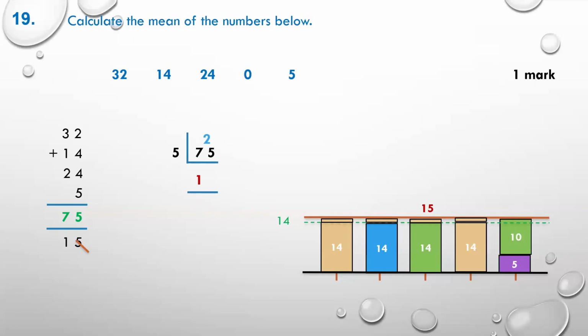So what do we have now? We have 2, 5, which is 25. So how many groups of 5 can I get there? 5. So the mean is 15. And let's go to our final question in section 1. And this question is number 20.